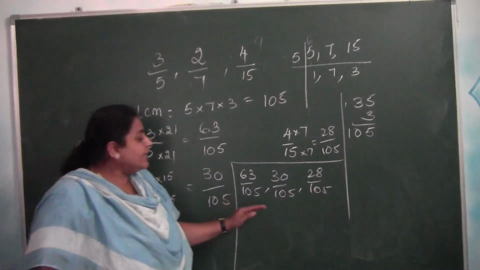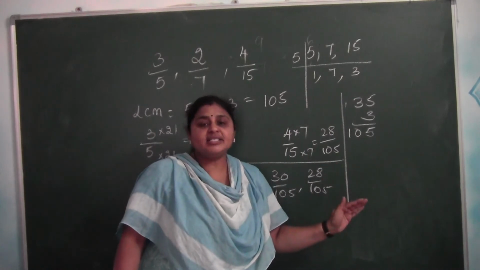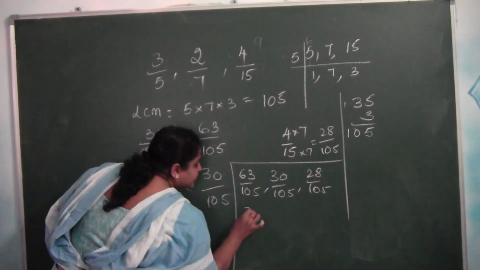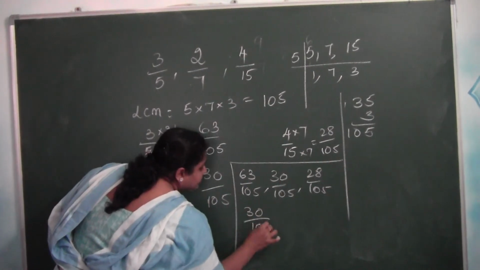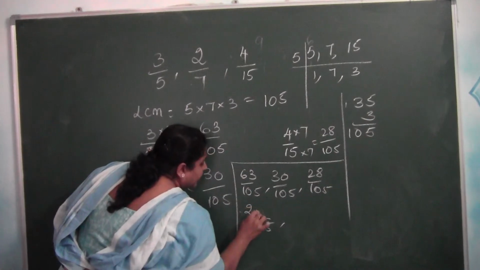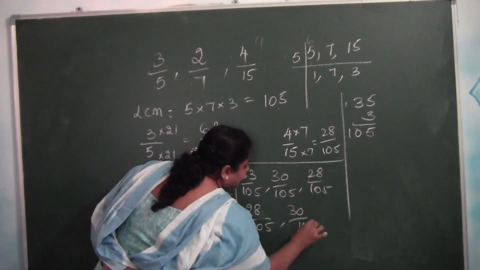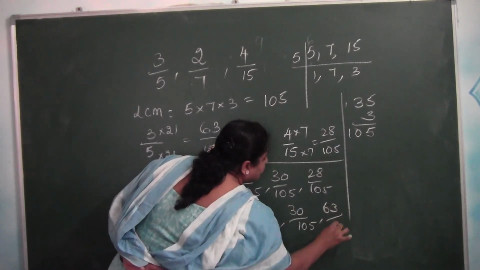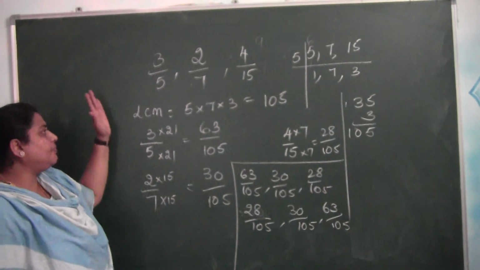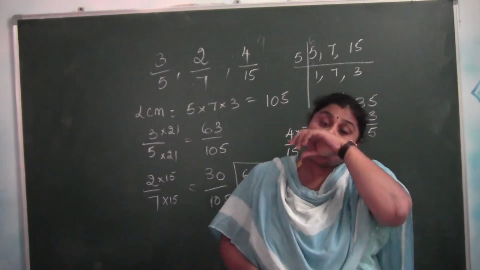Now denominators all are same. Right? Now is it not easy for us to write in ascending or descending? So how do we write in ascending order? 30 by 105 and 28 is the smallest one. 28 by 105, 30 by 105 and 63 by 105. That's it.